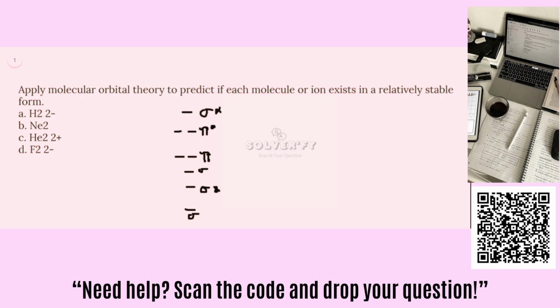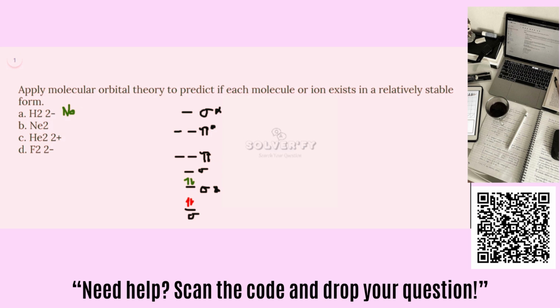So this is the molecular orbital diagram we're going to use. For H2 2 minus, we get 1 electron from each hydrogen, and then 2 electrons from the 2 minus. So we fill 1, 2, and then 3, 4. And we see that we have the same number of bonding electrons as anti-bonding electrons, which means our bond order for this molecule is going to be 0. So we do not expect this to be stable.